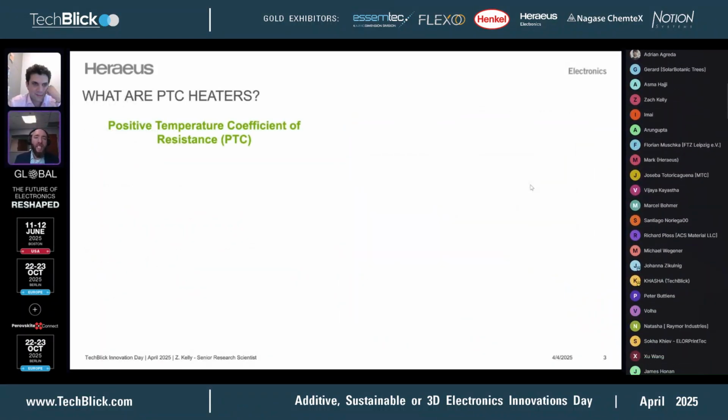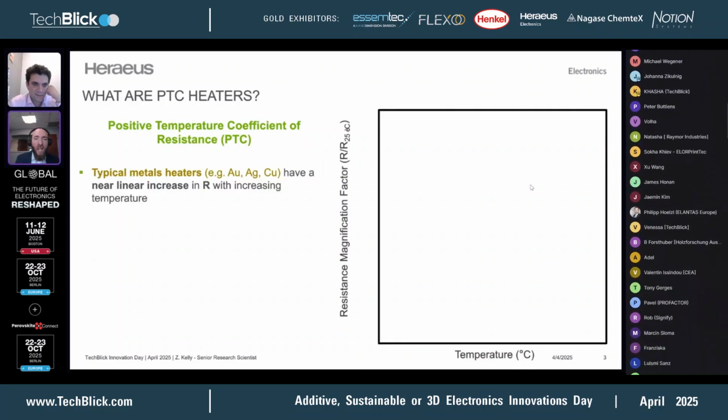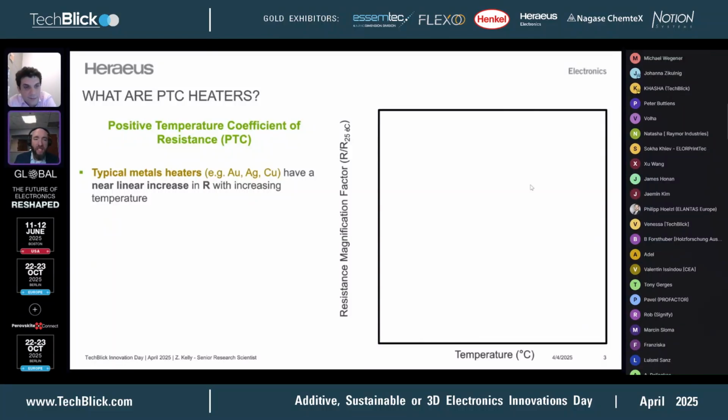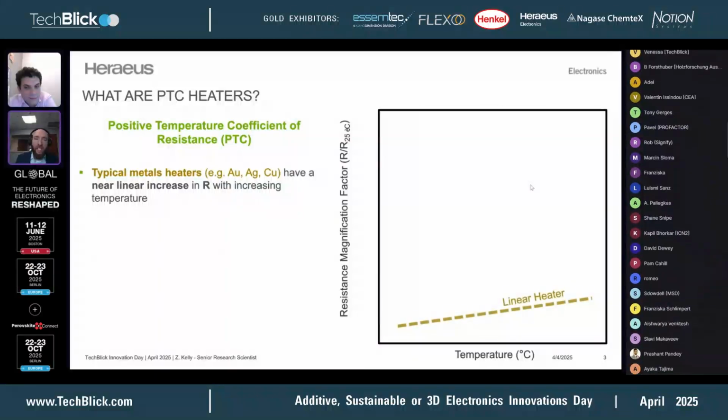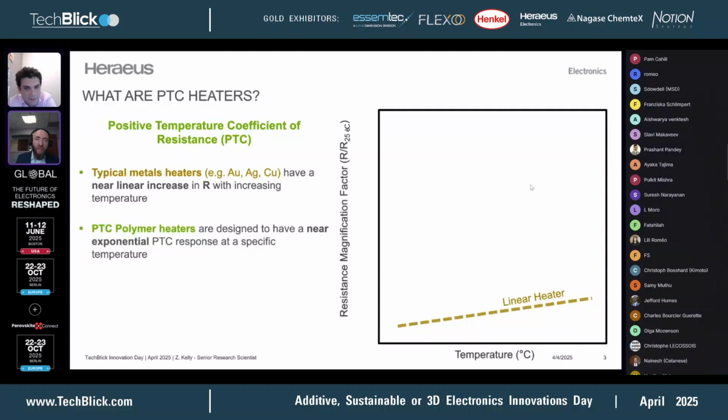So what are PTC heaters? PTC stands for positive temperature coefficient of resistance. For typical metal heaters, such as gold or silver conductor heaters, these are linear heaters. So they increase resistance with increasing temperature, as we see here on our graph on the right.